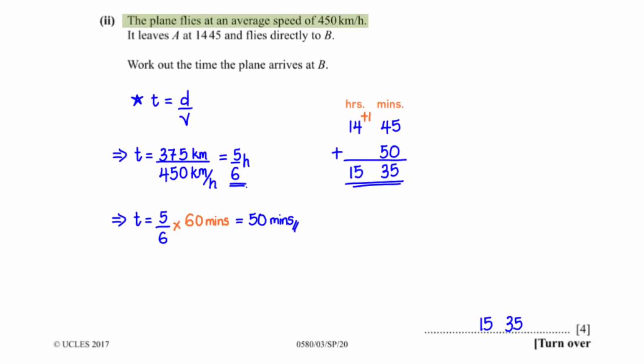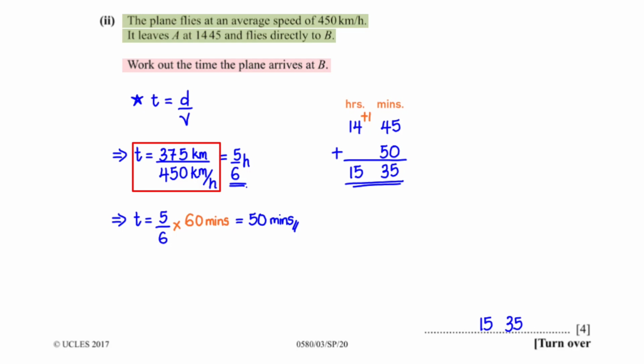The plane flies at an average speed of 450 kilometers per hour. It leaves A at 14:45 and flies directly to B. Work out the time the plane arrives at B. We can find the time duration t of the flight by using this formula, where d is the distance traveled by the plane and v is the speed of the plane. d is 375 kilometers and v is 450 kilometers per hour.